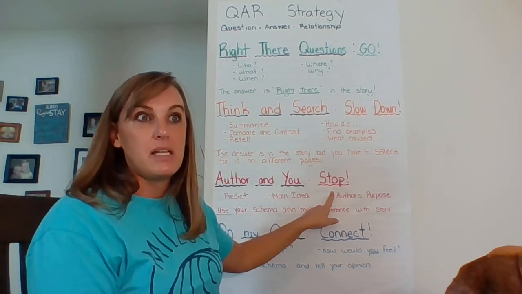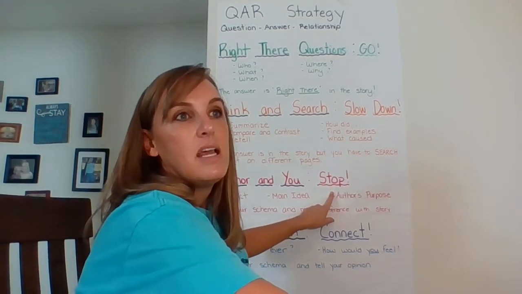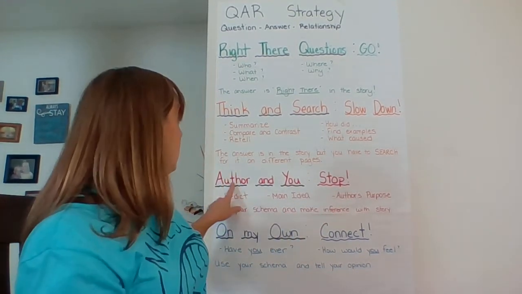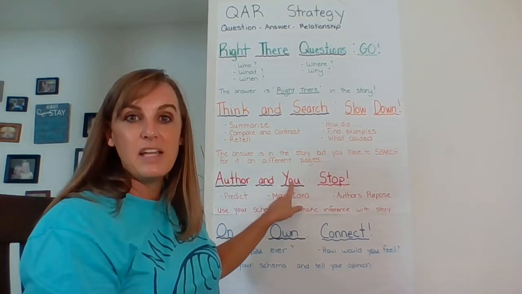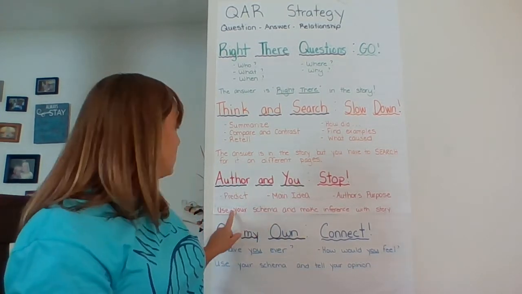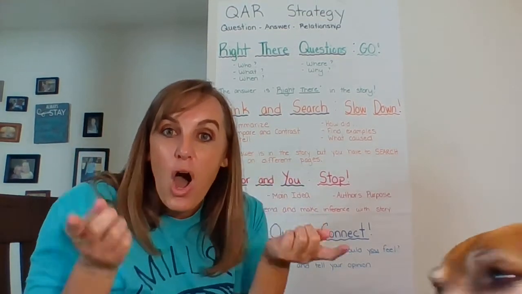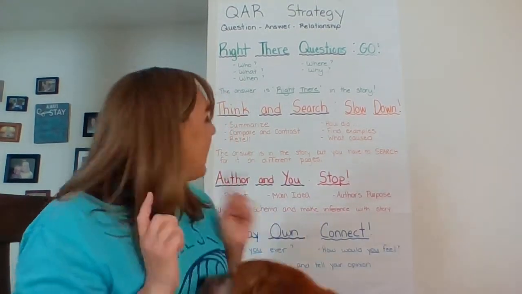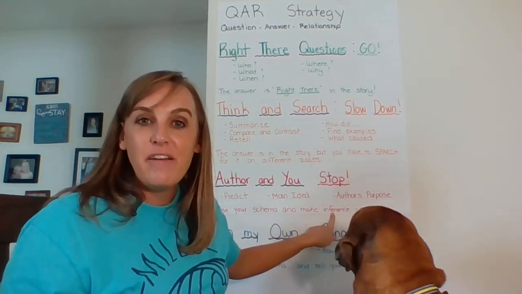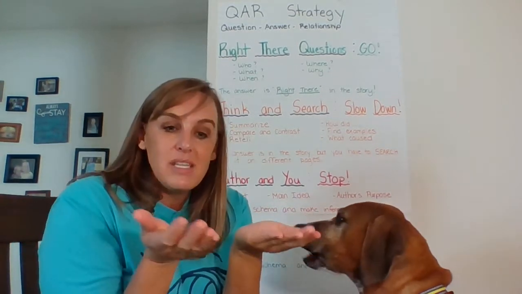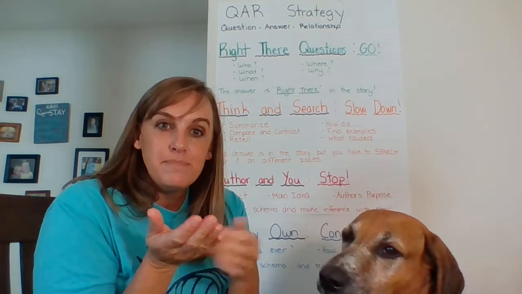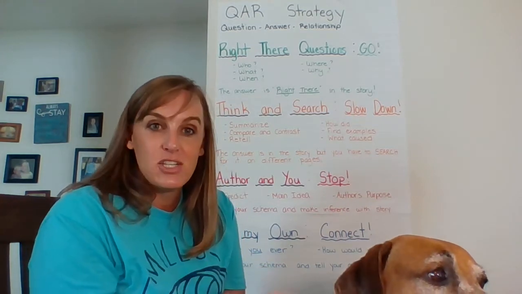So these are going to be a little bit more complicated in our story. These are called author and you. So this means you use your schema. That means information that you already know. And you make an inference, which means using that knowledge and what's in the story to find your answers.